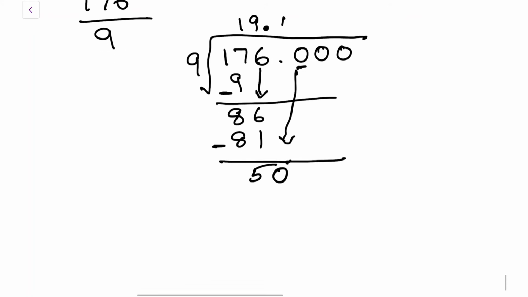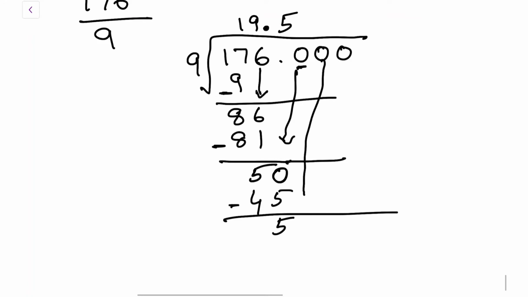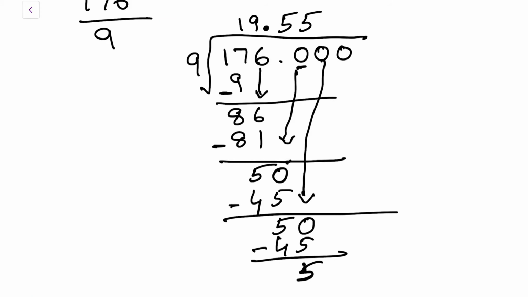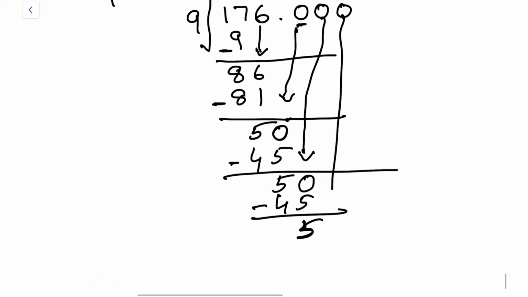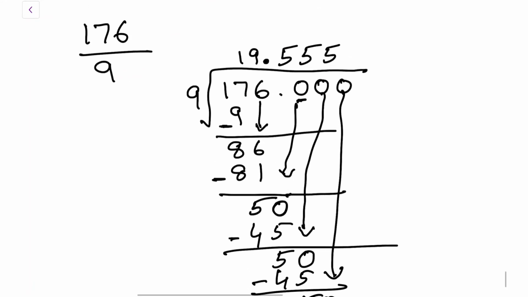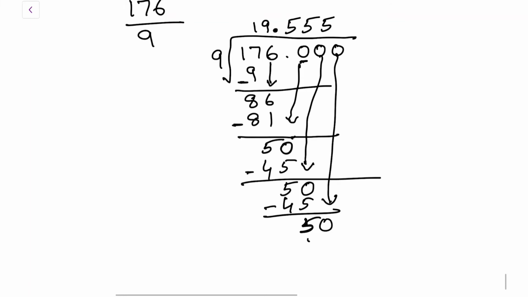So 9 into 5 is 45, and here the remainder is not 0, it's 5. So you bring the 100th place also down, that is the other 0 down. Again you write 9 5s are 45. Alright, 5, and then you bring the last 0, that is the 1000th 0 down. Again it is 9 5s are 45, and 5 is your remainder.